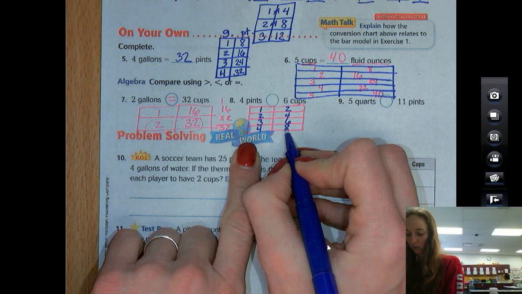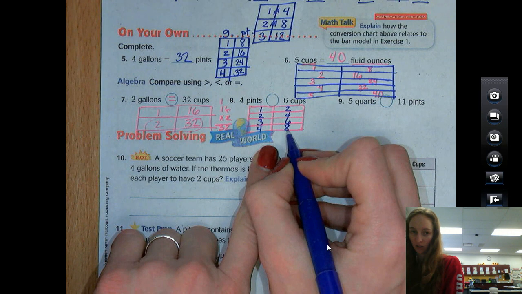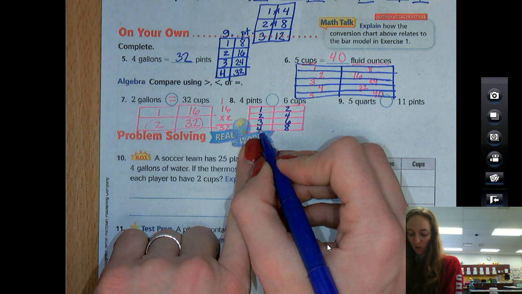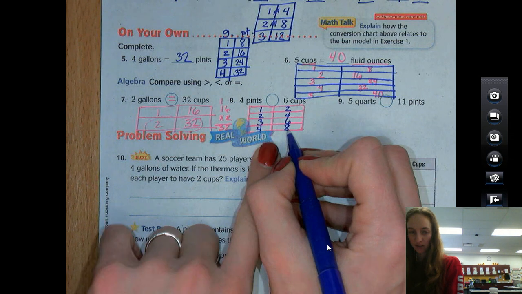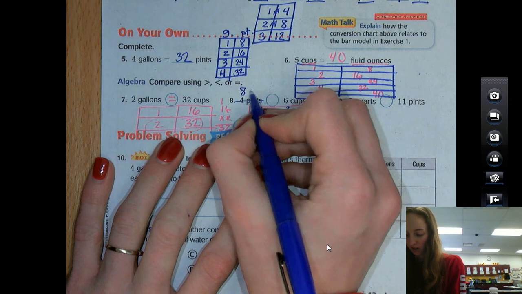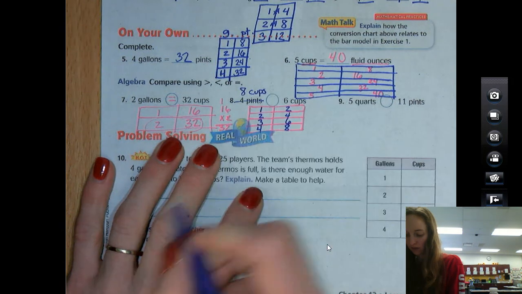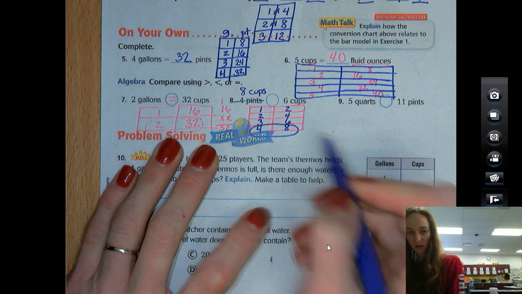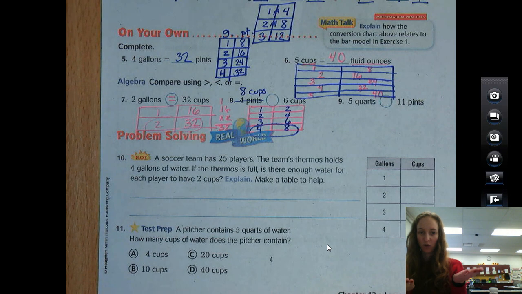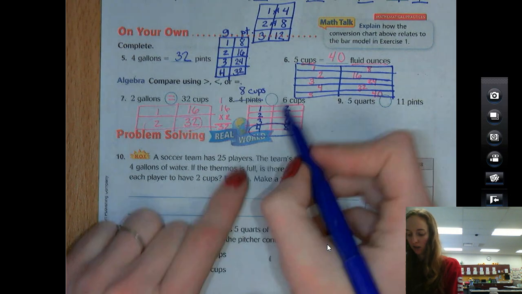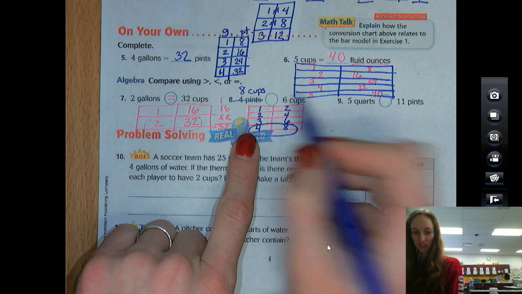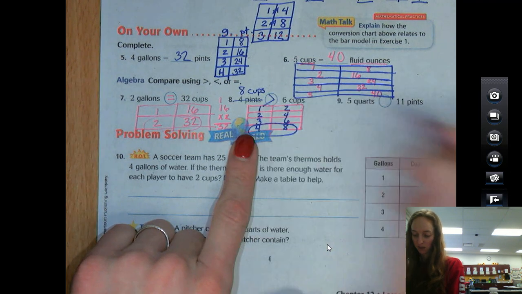Okay, is 4 pints equal to 8 cups? No. So which one's more? If 4 pints is really 8 cups, let's go up here and make them both in the same unit. Instead of calling this 4 pints, we're going to call it 8 cups, right? 4 pints is equal to 8 cups. So we're going to put them both in the same unit, the smaller unit. Cups is smaller. Which one's more, 8 cups or 6 cups? 8 cups, right?